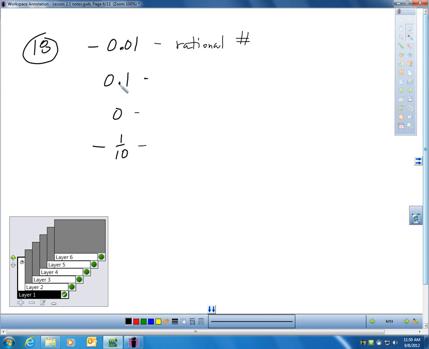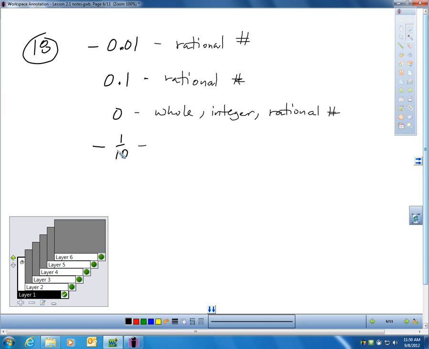Same thing for this. This is 1/10. 1/10 is not whole and it's not an integer, but it's definitely rational. It's a fraction. 0. Oh, that's whole. 0's whole. 0 is also an integer. 0 is also rational. It's all three. I can write 0 as a fraction, 0/1. There it is. It's a fraction.